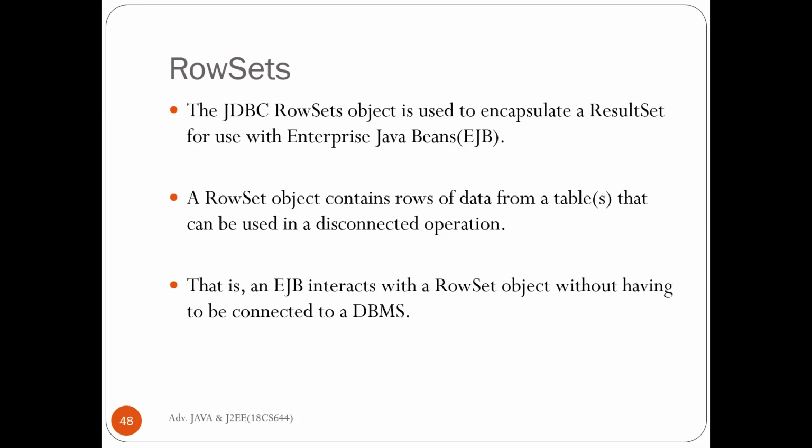So here, row set means it is an enterprise Java bean that contains the result set actually. So what is the use of row set? We can process the results in the row set even if we don't have a connection with the database. And it is useful for PDA devices, that is, the handheld personal devices.